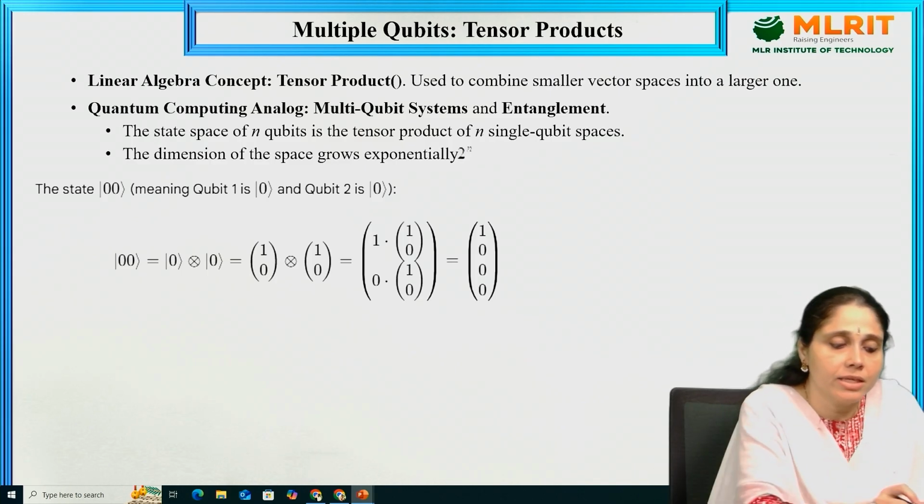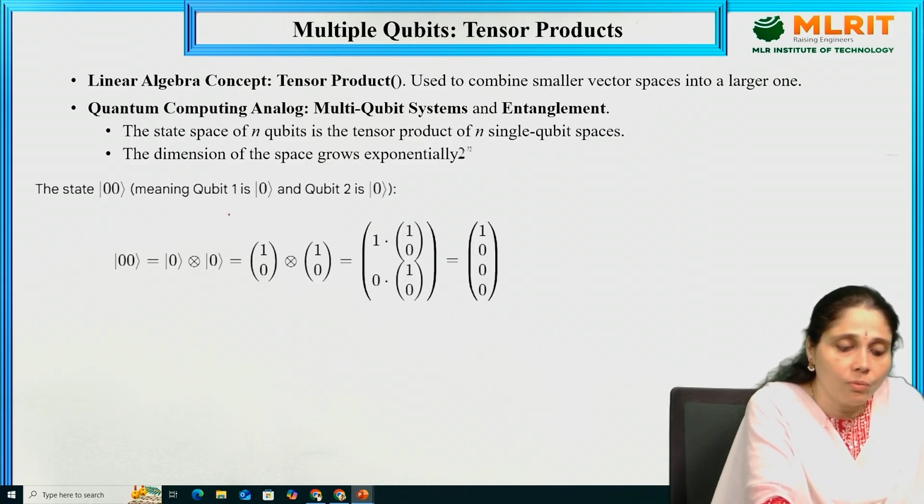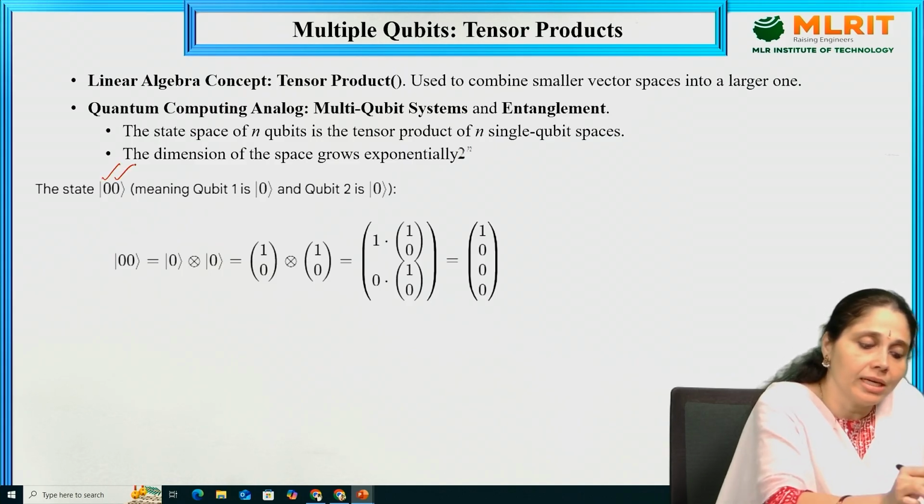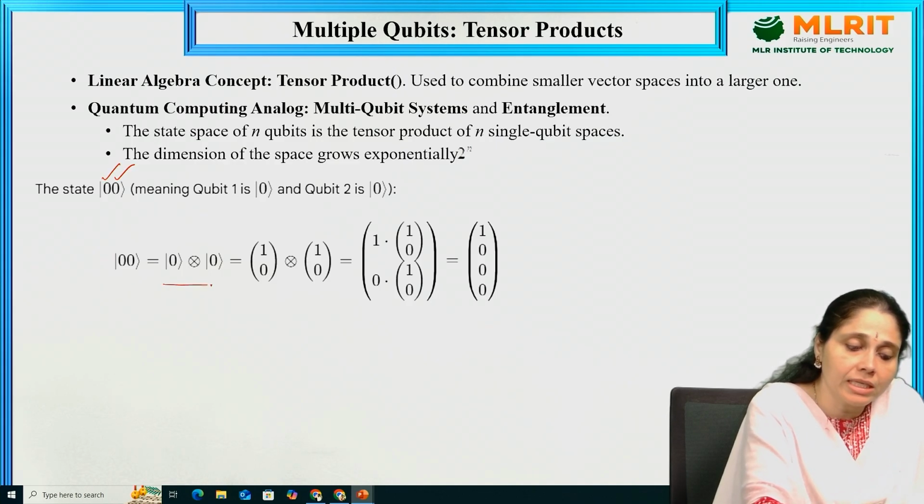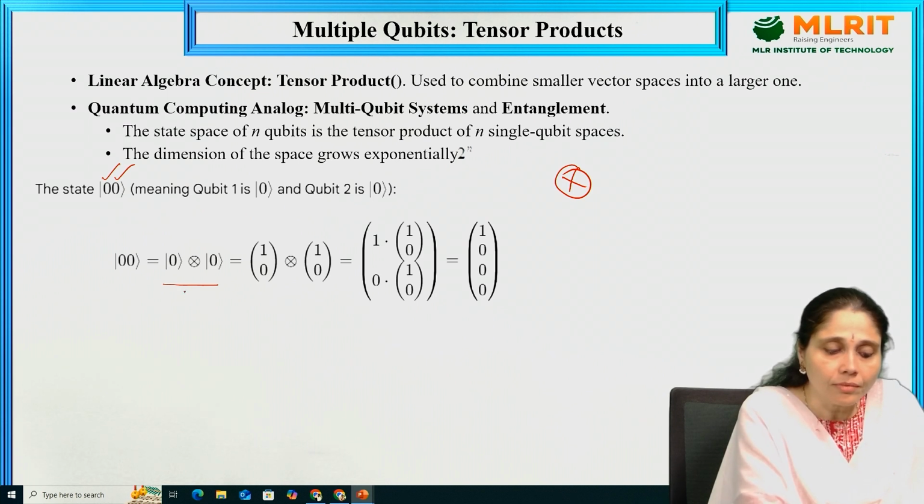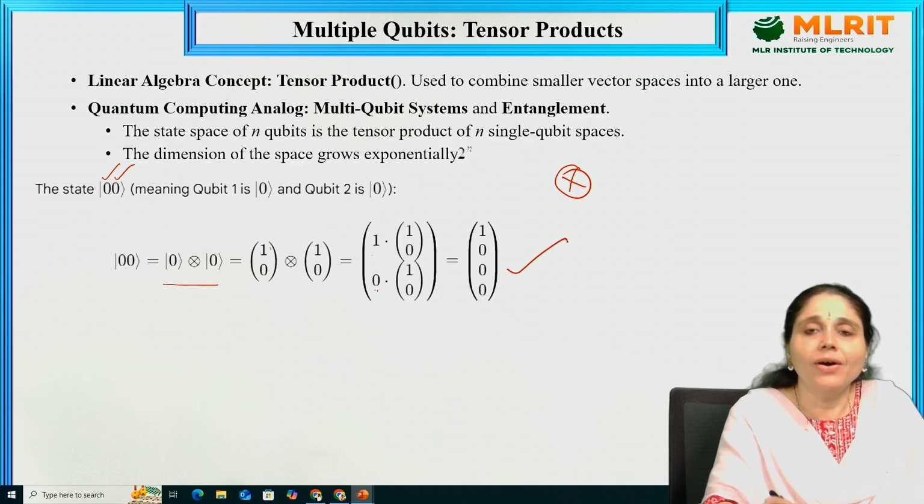So the state 0, 0 means qubit 1 is ket 0 and qubit 2 is ket 0. So ket 0, 0 is the tensor product of ket 0 with ket 0; the tensor product is represented by a cross with a circle. So we take 1, 0 and 1, 0: 1 into 1, 0; 0 into 1, 0. This is the final answer.